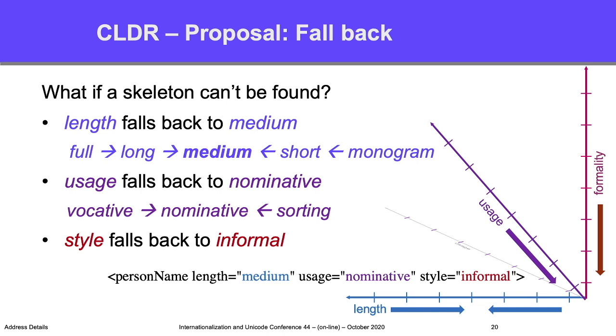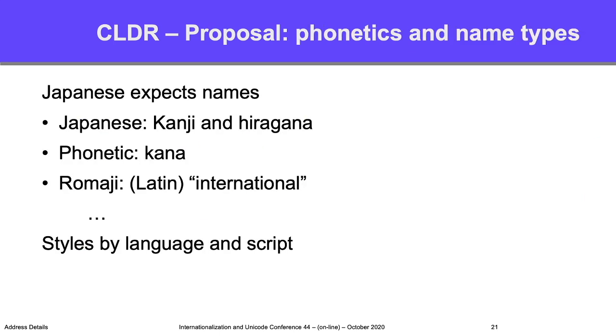For the style, it would fall back to informal. So if the formal case was missing, we would fall back to the informal case, which seems to be more common than others in web applications today. So there are unique cases, and how do we handle these?